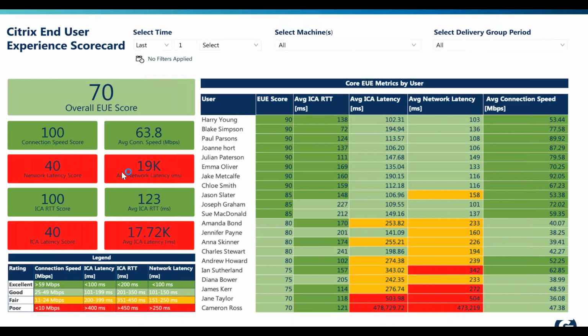Or maybe IT can use this data to further their discussion with their end users who are working from home and show them, well, I can see your connection speed over the past 30 days is an average of just 3.5 megabits per second. You really need to do something about your home network.